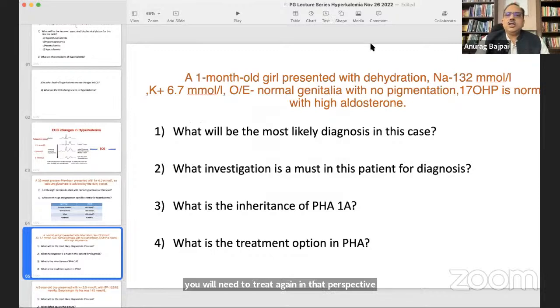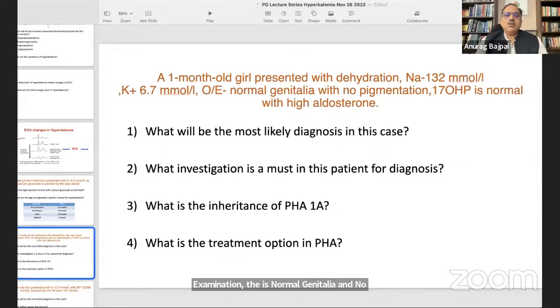Now, the next question is: a 1-month-old girl presented with dehydration, hyponatremia, and hyperkalemia. On examination, there is normal genitalia and no pigmentation. So you have a girl who has normal genitalia, 17-OHP is normal, and aldosterone is high. You can quickly think about what we had discussed earlier with regards to neonatal salt wasting. What is the most likely diagnosis? So maybe we can have quick answers on the Q&A.